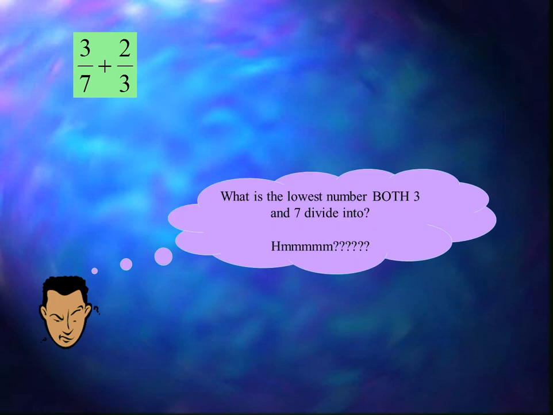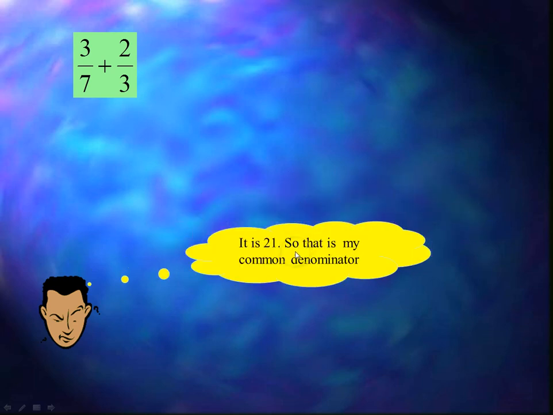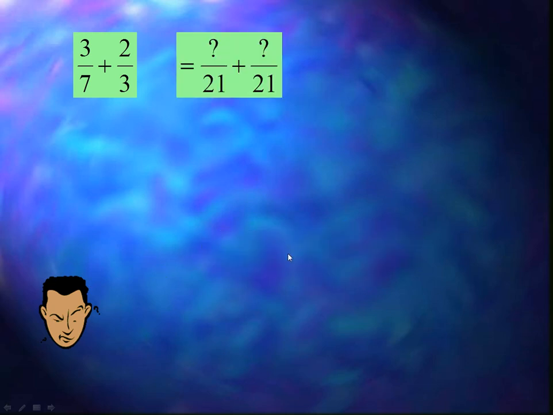Okay, here's one last example. 3/7 plus 2/3. Okay, so I need to think. What is the lowest number both 3 and 7 divide into? Okay, so it is 21. So that has to be my common denominator. Okay, so what do I need to do in order to get 21sts?